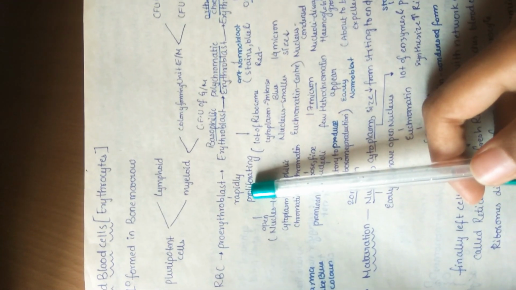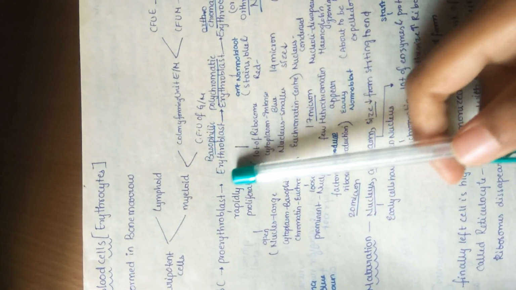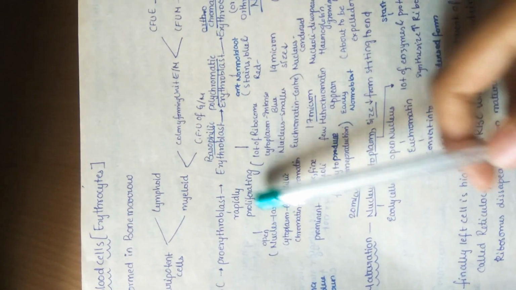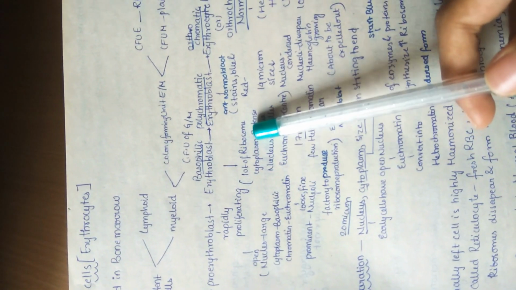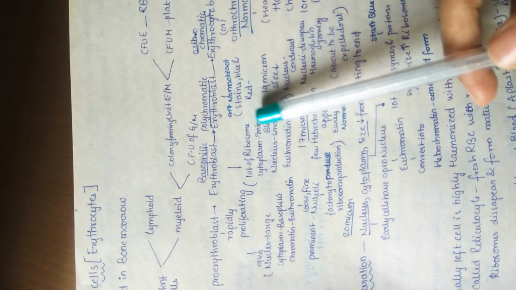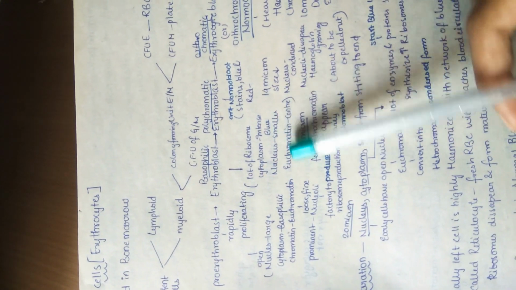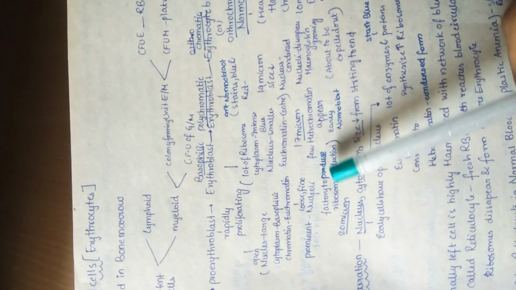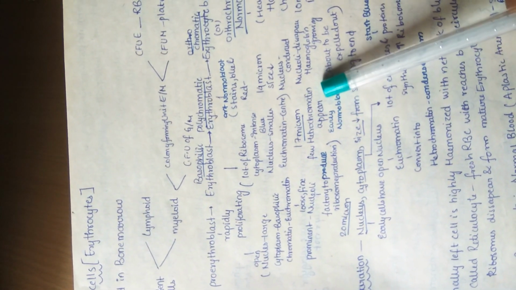And from this proerythroblast state, it is converted into basophilic erythroblast. In the name only you can understand, basophilic means blue granules are present, blue erythroblast. Here a lot of ribosomes are present in the cytoplasm. So it gives an intense blue color, and the nucleus is smaller, and euchromatin is in the center, and it is about 17 microns, and only few heterochromatin appear early. These are also called early normoblasts.